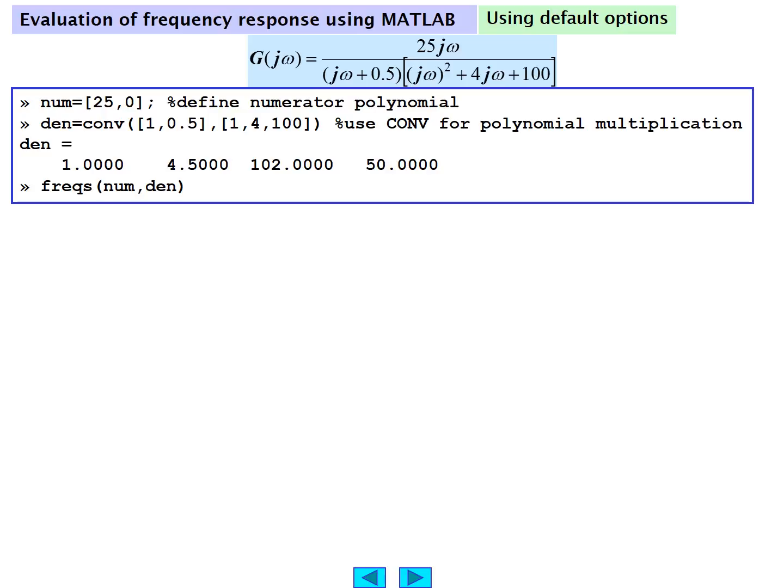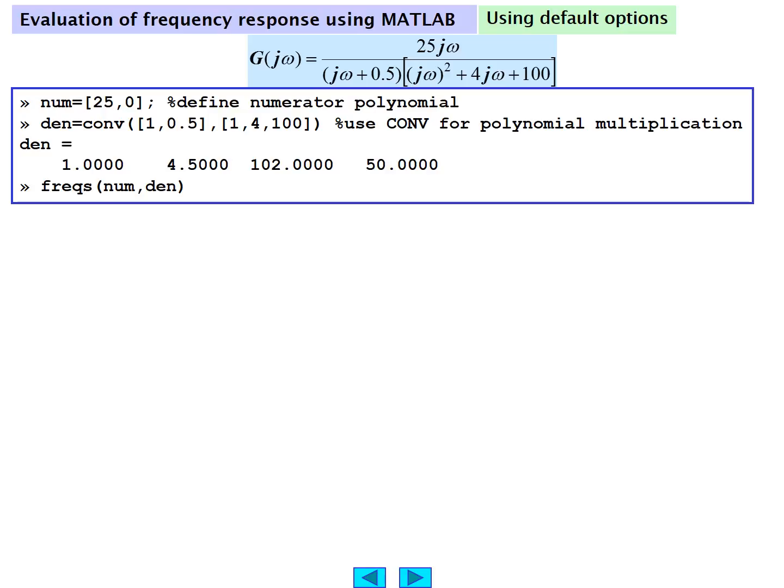Notice the use of the bracket terms with a comma in between and the parentheses around the whole argument with the function called CONV. That's polynomial multiplication. You can then have MATLAB do that by hitting carriage return, and you get the denominator polynomial: 1, 4.5, 102, and 50, in the order that we would expect from the highest order down to the constant. So we would end up with the representation of a third order polynomial whose third order coefficient is 1, second order is 4.5, first order is 102, and the constant term is 50.